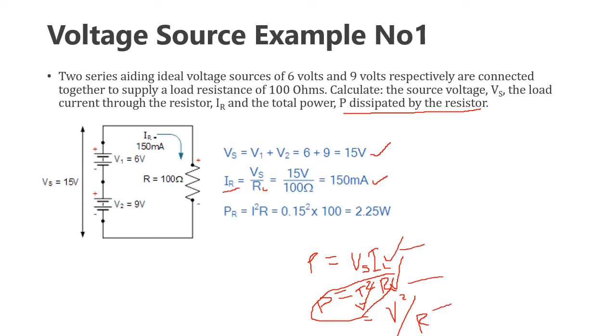So here we are using P is equal to I squared R. Here I mean load current. Load current is 150 milliampere. So here we have to put it in the ampere range. Here it is in milliampere, so it will be 0.15 ampere. So 0.15 squared into 100, that will be equal to 2.25 watt. So very easy question.